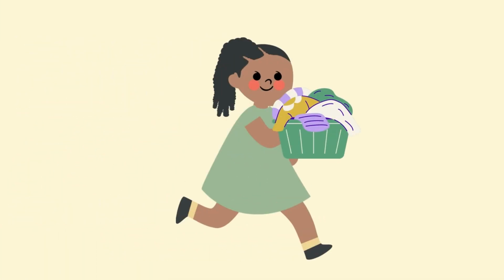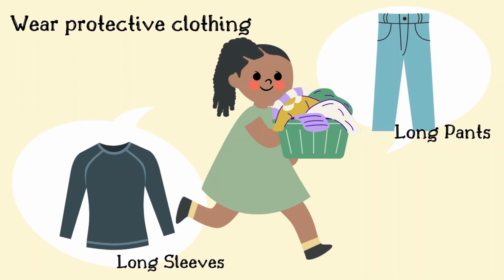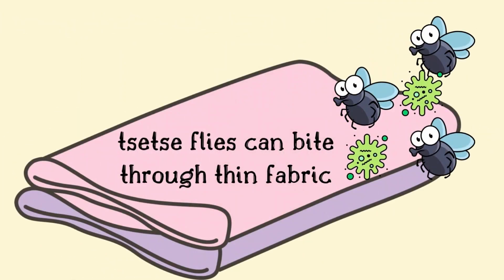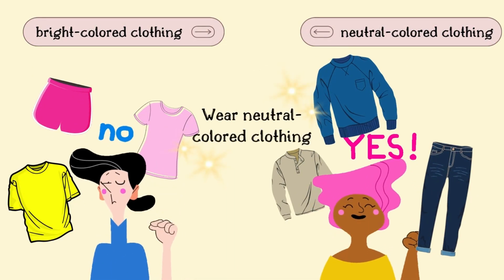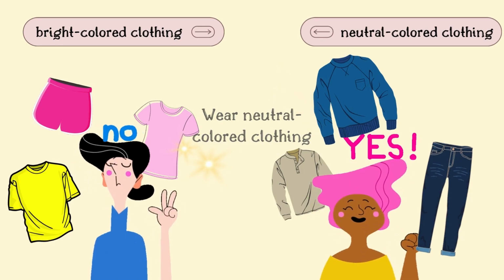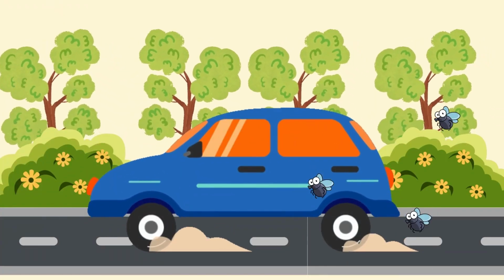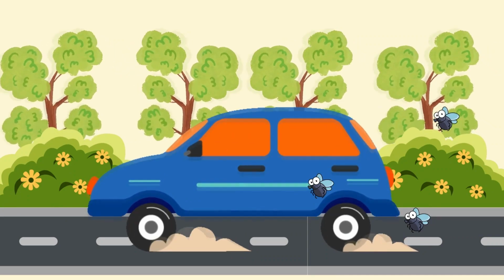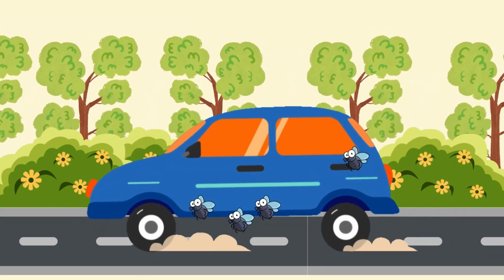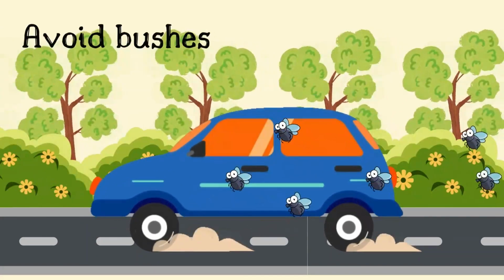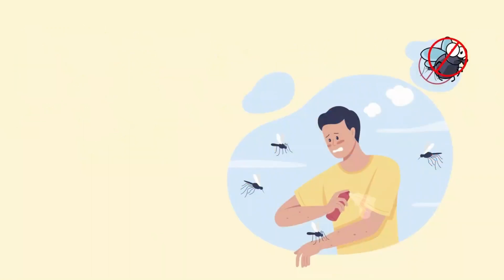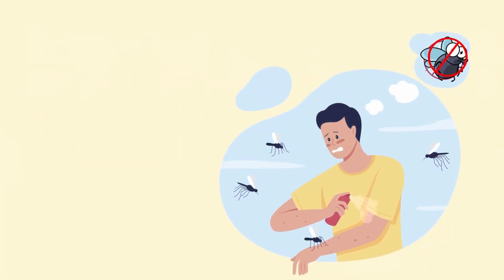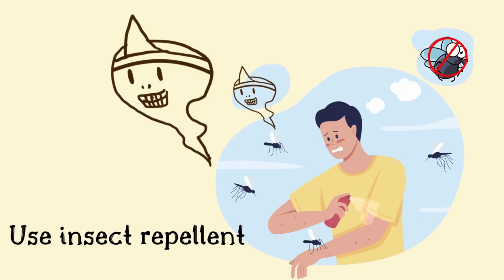Similar to malaria, protective clothing should be used to prevent tsetse fly bites. The tsetse flies can bite through thin fabric. They are also attracted to brightly colored clothing, so be careful and try to wear neutral colored clothing. Besides, moving vehicles will attract the tsetse flies as well. You can also check vehicles for the flies before entering. Bushes should also be avoided as tsetse flies are more likely to be found there. Lastly, you can also use insect repellents to prevent the biting.